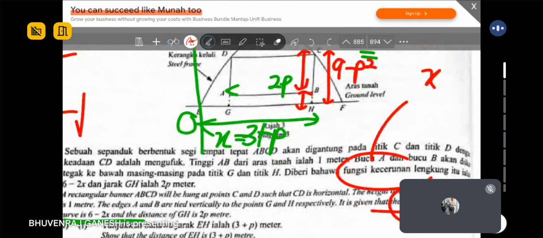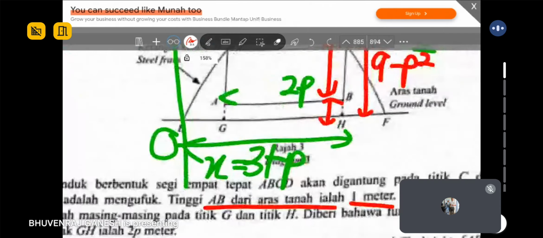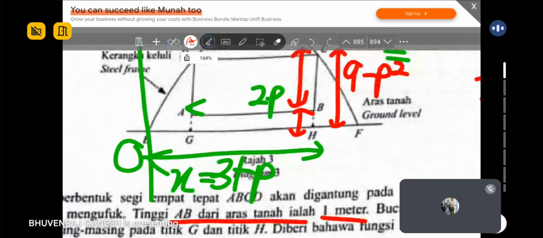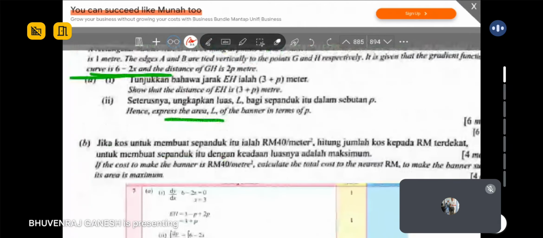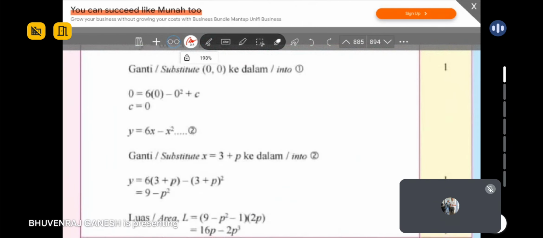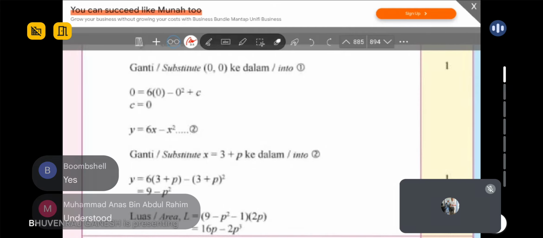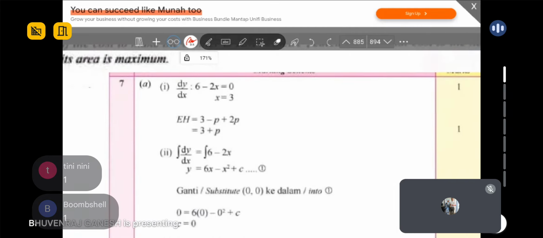You see the question. Can you see? The height of AB from the ground is 1 meter. The distance from the ground is 1 meter. So you can substitute 1 over here. You just take 9 minus P square minus 1, and then times 2P. So you got the answer. Very simple, right? Understand? Clear, right? 1 or 2? Okay, 1.